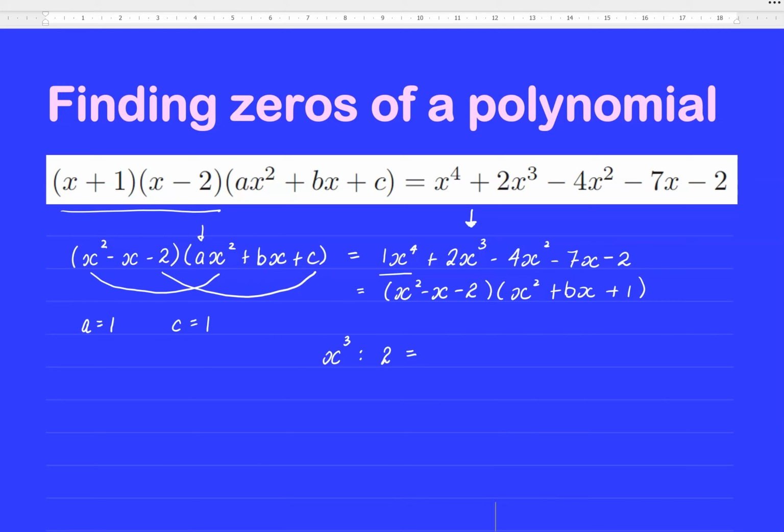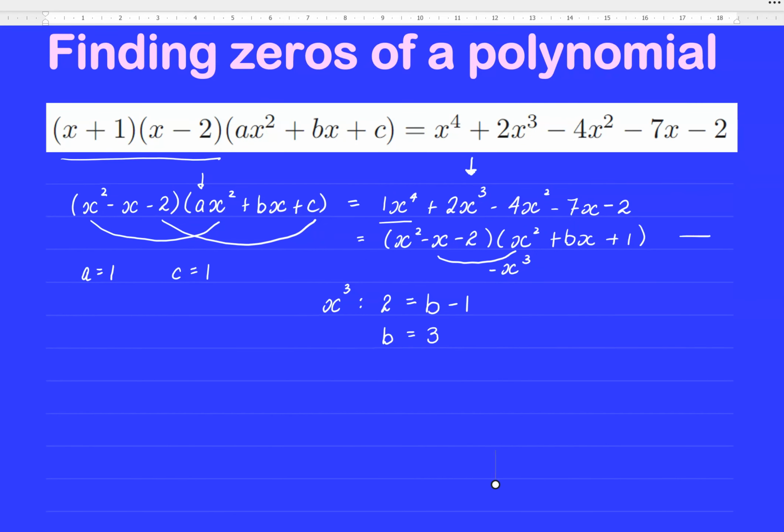And I now look to my factored form and I say, how do I get an x cubed? Well, I can get an x cubed by saying x squared times bx. So that would give me bx cubed. So I write my coefficient there, which is b. Then do we get another x cubed anywhere? Well, yes, we do, because x times x squared gives me minus x cubed, and that's got a coefficient of minus 1. So now, get rid of that minus 1, we add 1 to the other side, b is 3.